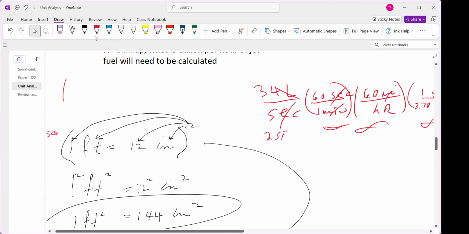If it's cubic, 3, it's going to be 1 cubed feet cubed.